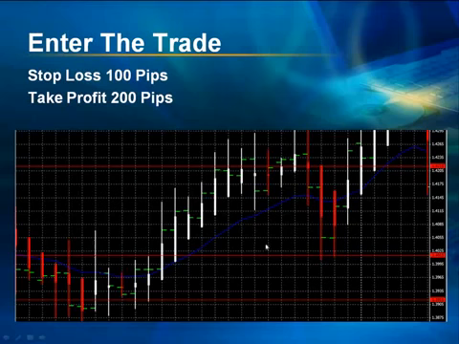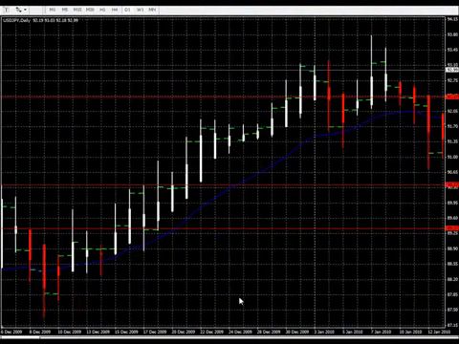Let's take a look at a couple of examples in MetaTrader, and then you'll have a better overview of how to make a buy trade using this system. Okay, so looking at an example trade here, we're looking at the US dollar Japanese yen on a daily chart.